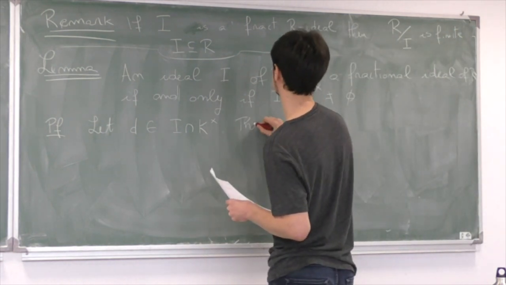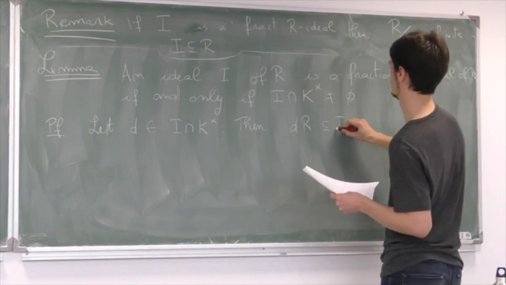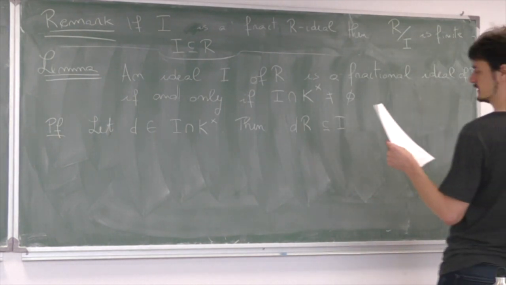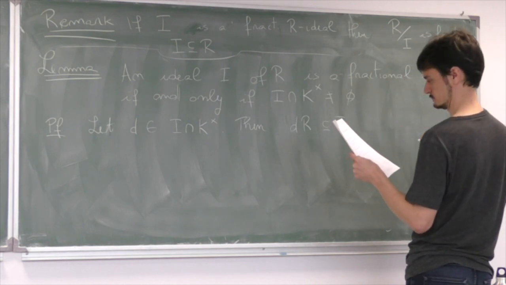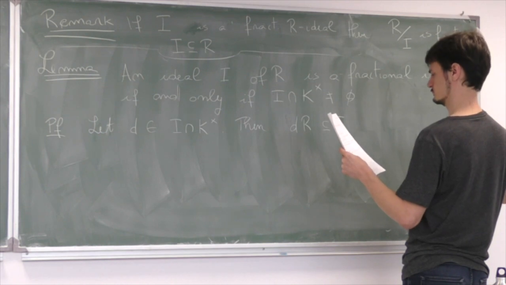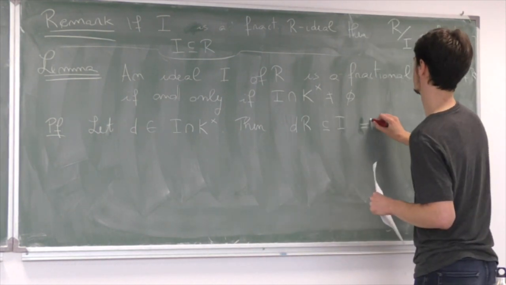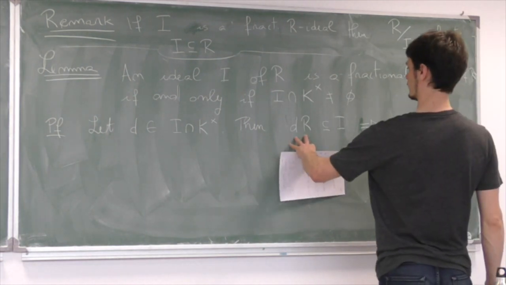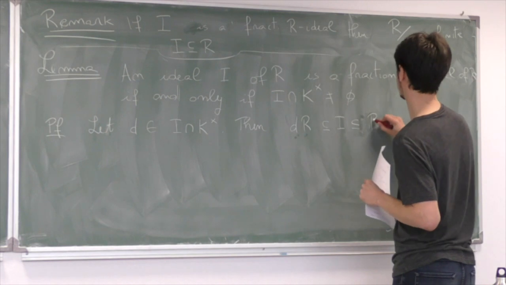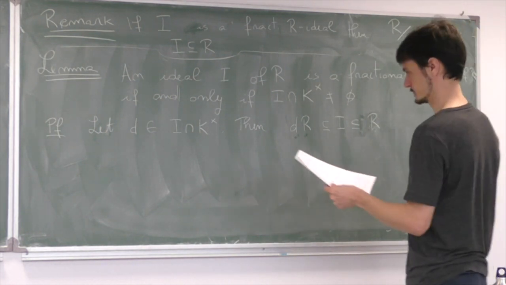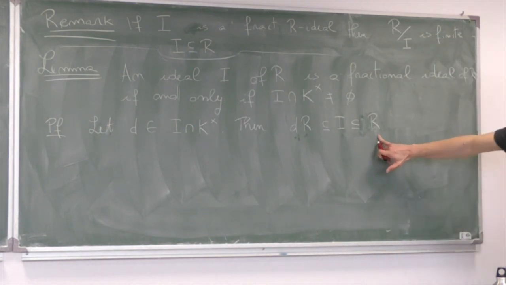Then we have that D times R is a subset of the fractional ideal I. And observe that we have this relation. Sorry, I is an ideal. And in particular, as a definition of ideal, this must live inside R. So this tells you that the rank of D times R is smaller or equal than the rank of I, which is smaller or equal than the rank of R.